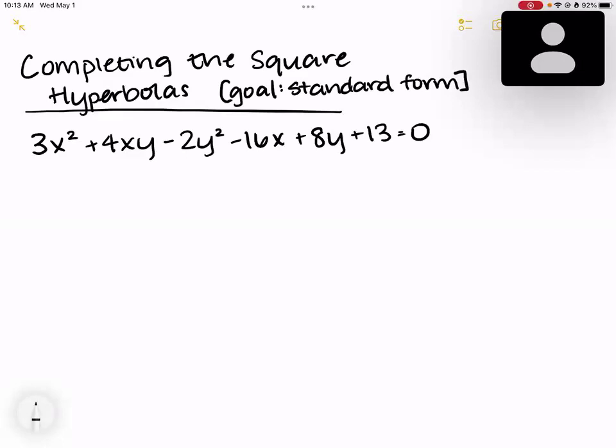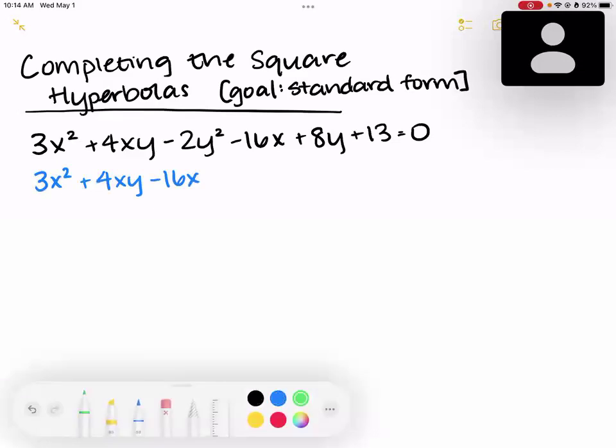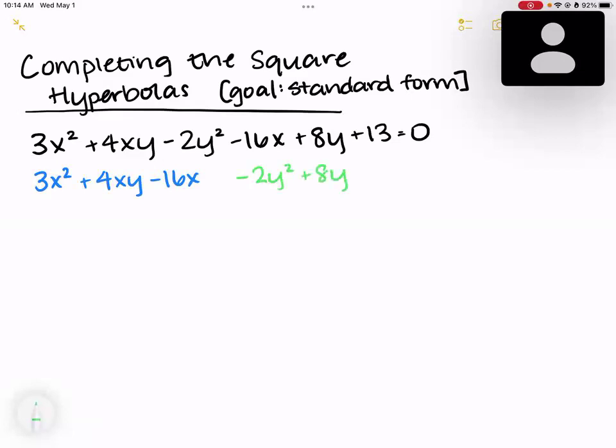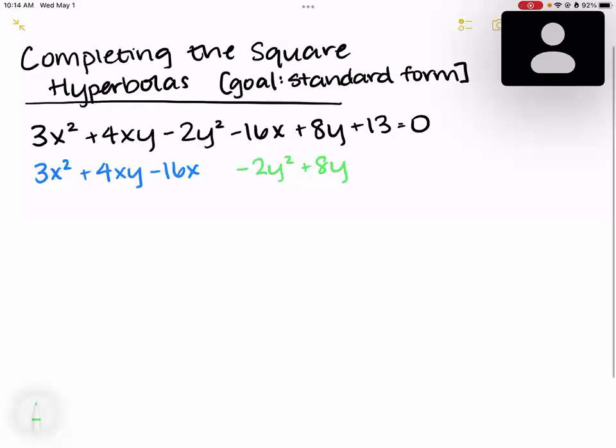First, we are going to group the x terms and y terms together. So that will look like, I'll use some color, the 3x squared, the 4xy, the 16x. And then for the y terms, we will have a negative 2y squared plus 8y. These are your x terms and your y terms.